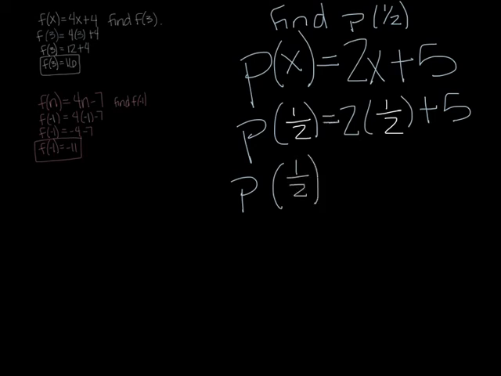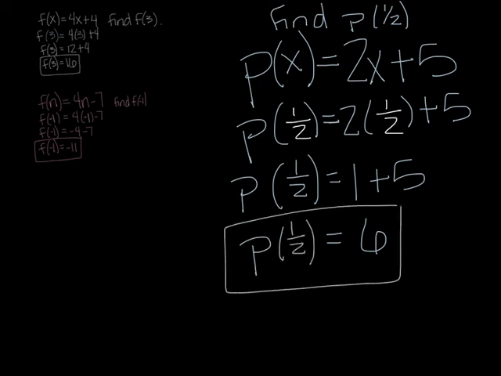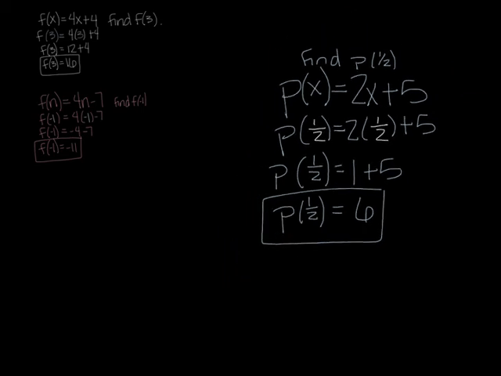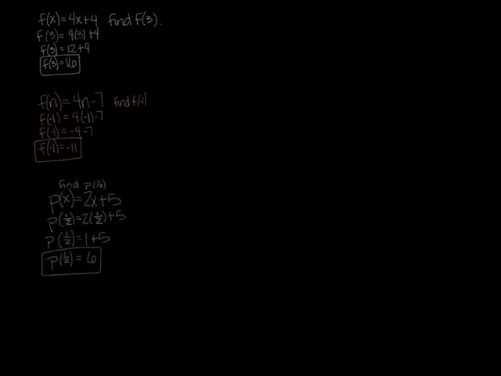equals 2 times 1/2, which is 1. Bring down the positive 5. 1 plus 5 is 6. So p of 1/2 has a value of 6. So you can see different examples of function notation, but it's just kind of an easy way to see what's happening rather than use y.